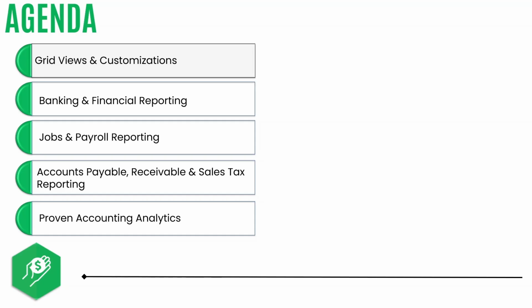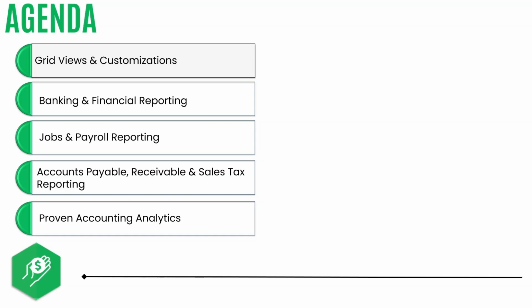In this session, we're going to start with a look at our Proven grid views. I'll show you how to create and customize your own grid views to meet your specific reporting needs. Next, we'll explore Proven's built-in reports, which cover all your core accounting and operational areas, including banking and financial reports, jobs, payroll and time tracking, accounts payable and receivable, and sales tax reporting.